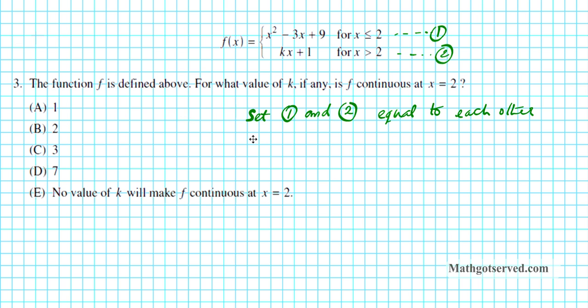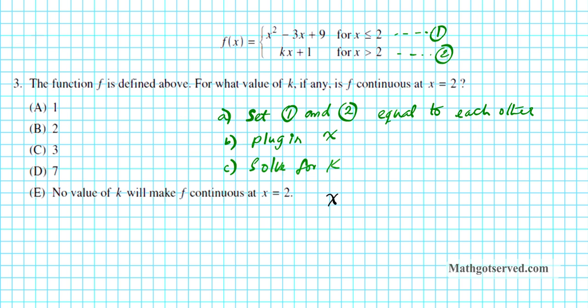Okay, and then you're going to plug in x. So let's call this step A, B, plug in x, and then part C, solve for k. So this is the plan of attack. Okay, so first thing we're going to do is set these two functions equal to each other.